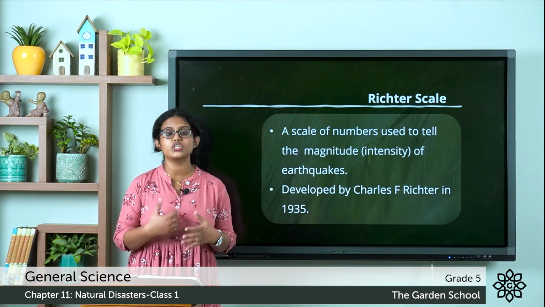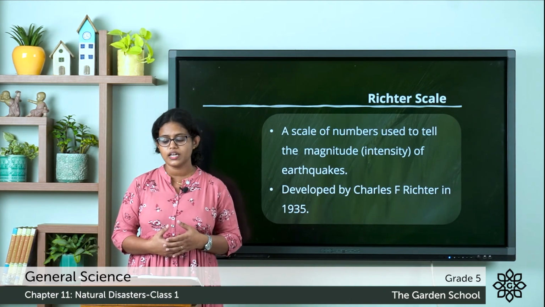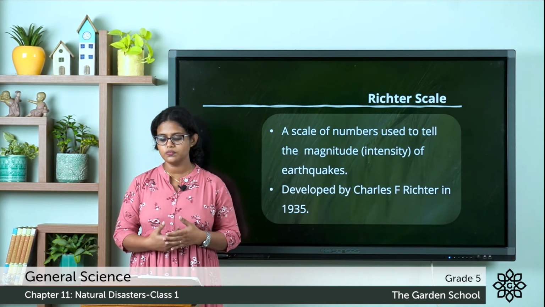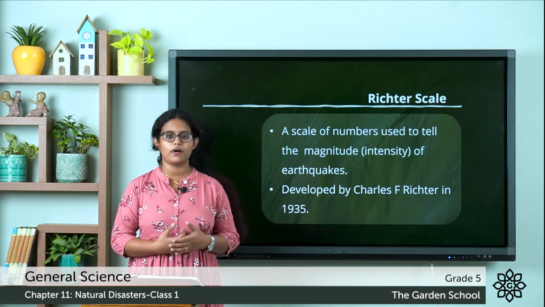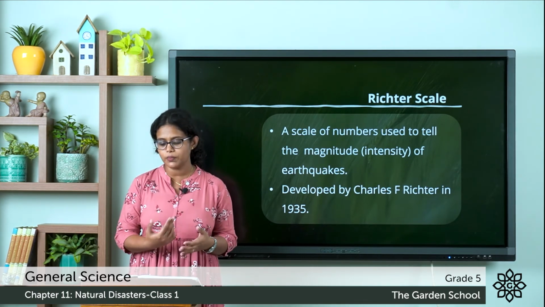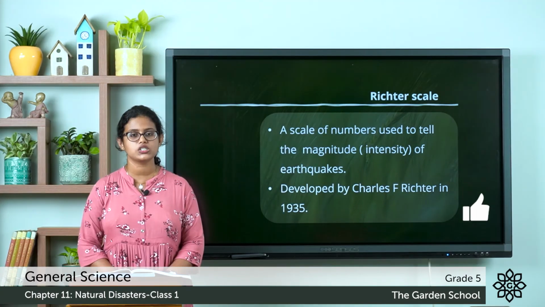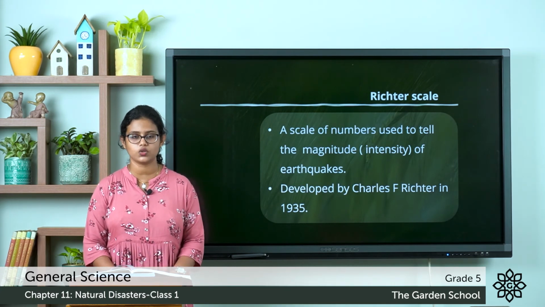There are certain regions of our country that are prone to earthquakes. They include Srinagar, Shillong, Kolkata, Delhi and Ahmedabad. These are some of the places which are highly prone to earthquakes. So that is about the first topic, earthquake.